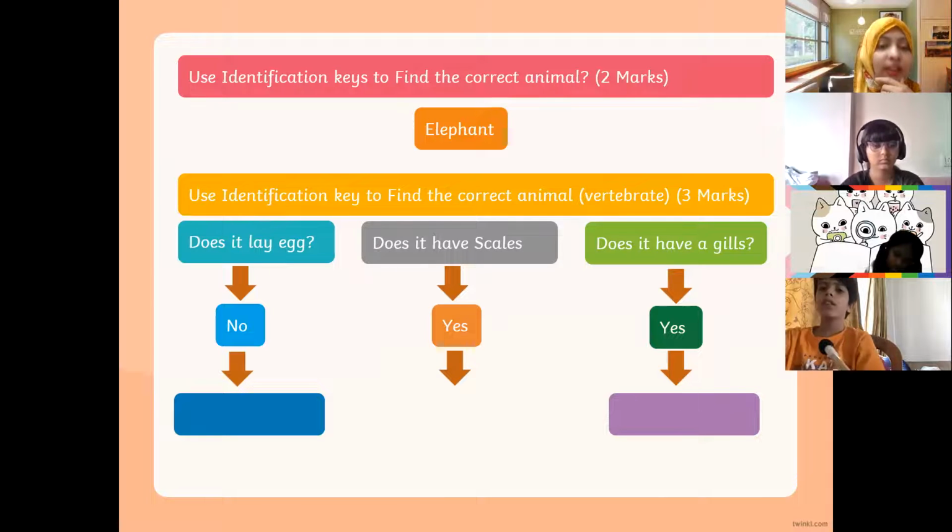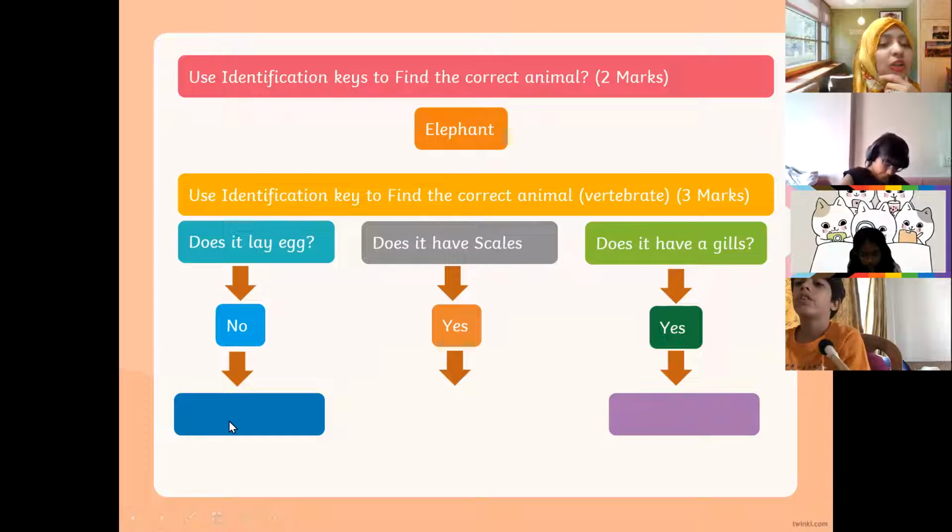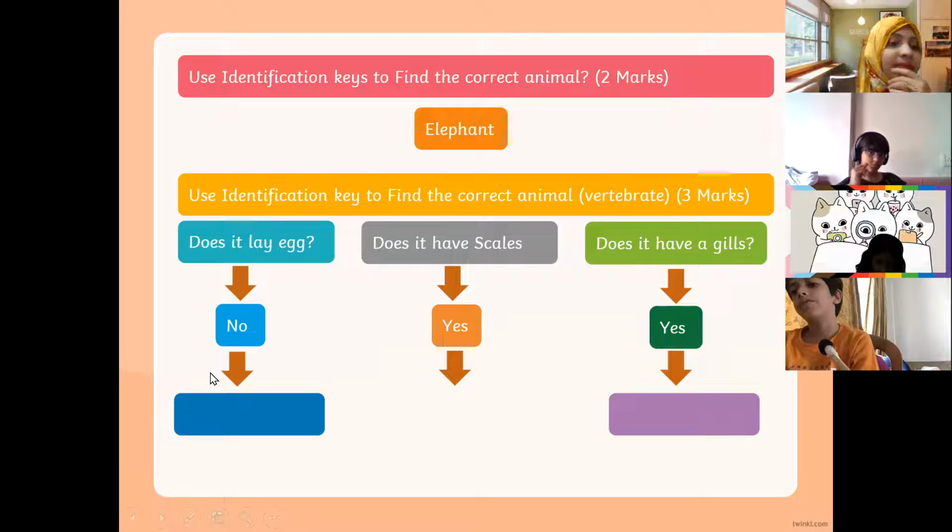Does it have gills? Ma'am, there are already answers written. Yes, these are all answers written, no? So you have to just write the blank one. Does it lay eggs? So it is said no. If it does not lay eggs, then which vertebrate animal is this? You know there are 5 categories of vertebrate. I have taught you all, we played a game also.